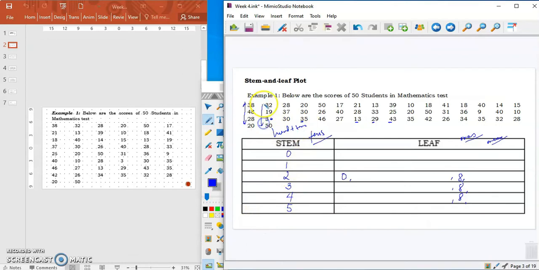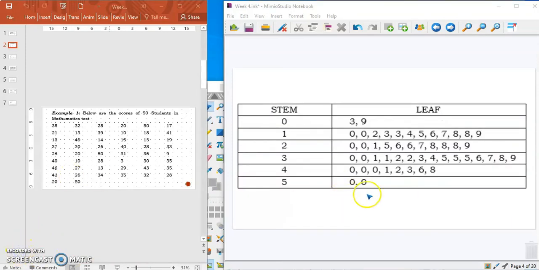In the second row, I have 32. So 3 is the tens, and then I have 2 here. Then I have 19, so I have 1 and then 9 here. And then I have 3, so I have 03 here. And then I have 50. So that's 50. If I continue doing this, I will have something like this. So from the given data, I would have something like this. This is the stem and leaf plot.